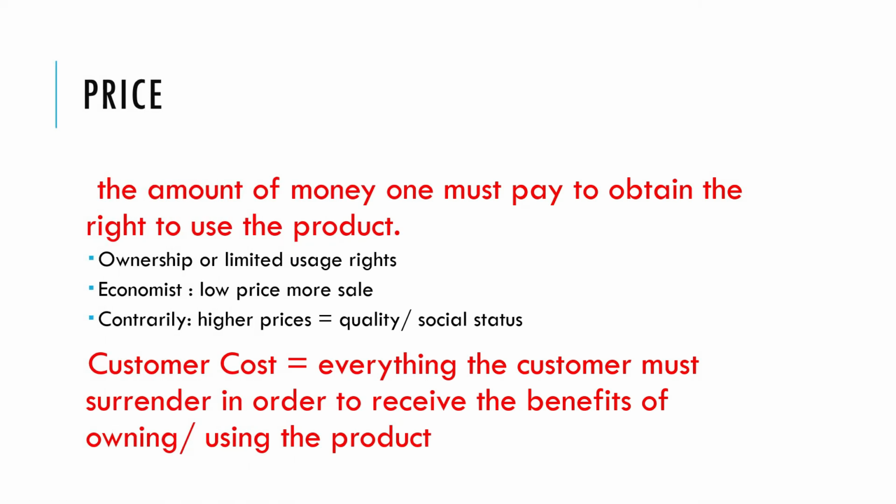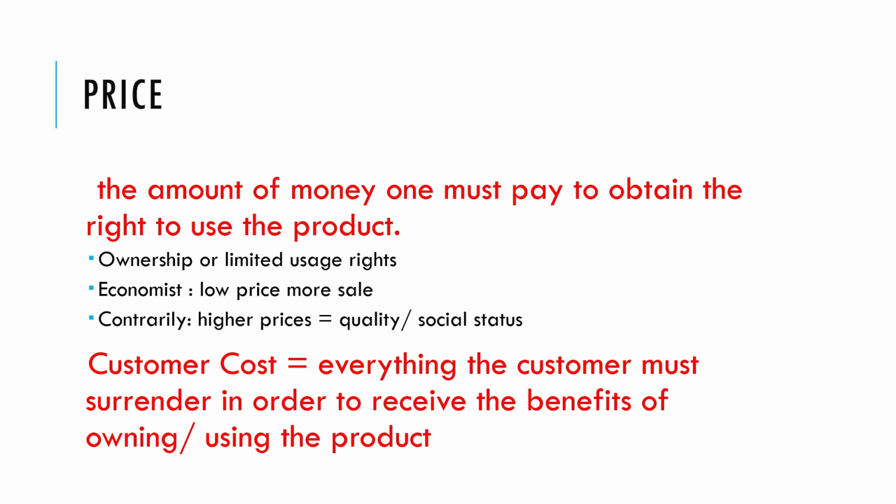The third marketing mix element is the price, which is the amount of money one must pay to obtain the right to use the product. It can be ownership of a product, or it can be a limited usage right, like rental or leasing something, and it can be the price that we are paying to use a service. That can be the price as well. So price is basically something that you are paying for the product, so it amounts to money.